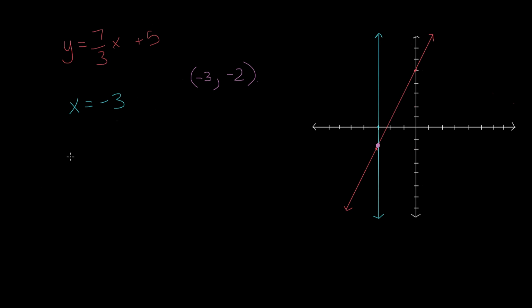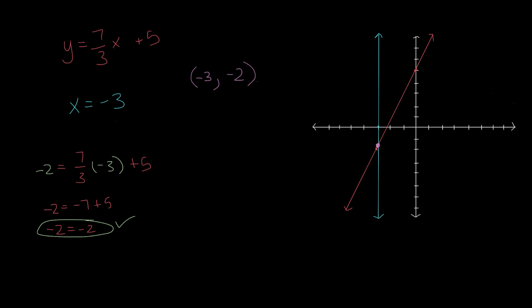So to check, we can plug in -2 for y, which is going to be equal to 7/3 times x, which is going to be -3. And then we're going to add 5. So -2 should be equal to 7/3 times -3, which is going to leave us with -7 plus 5. And -2 should be equal to -7 plus 5, which is -2. So since -2 is equal to -2, we know that this is correct.